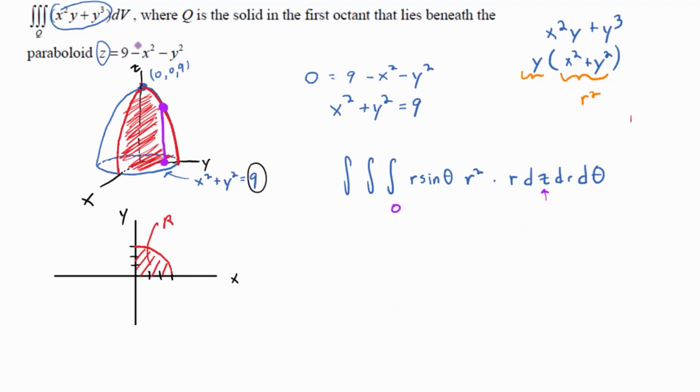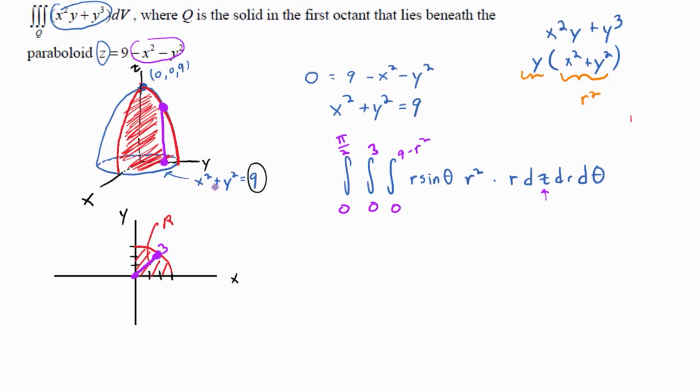0 to 9, this is minus the quantity r squared, right? Minus the quantity x squared plus y squared, which is r squared. So 9 minus r squared. Make sense? Okay, what would r run from if you look down here? Our spoke would go from 0 to 3, wouldn't it? That's the radius. So 0 to 3, and then theta goes from 0 to pi halves. So there's your setup.